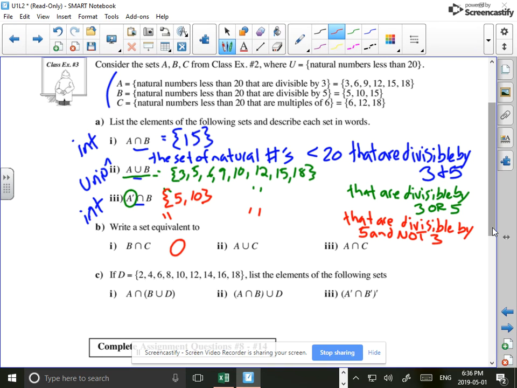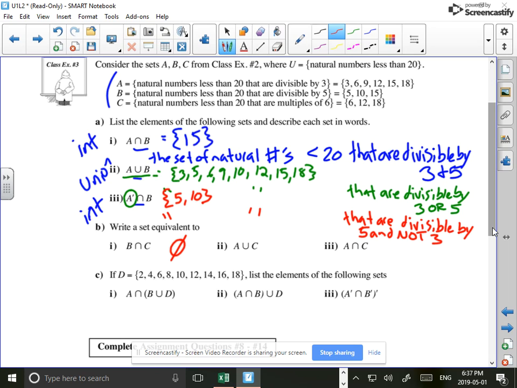Who remembers what that symbol is called? Sorry, I didn't put the line through it. Anybody? Anybody want to let me know? Empty set. Good job to whoever answered.